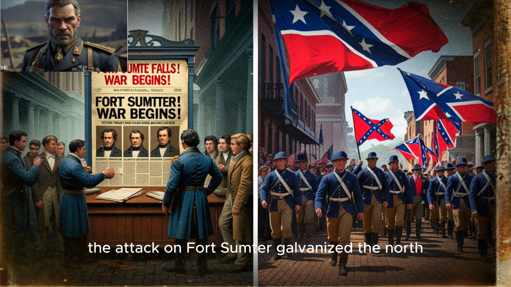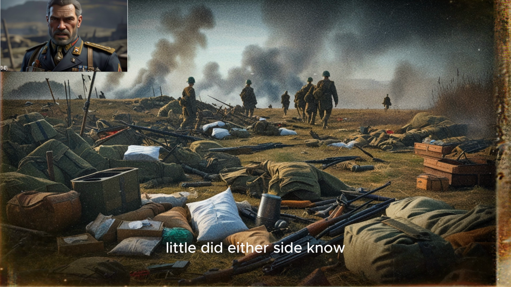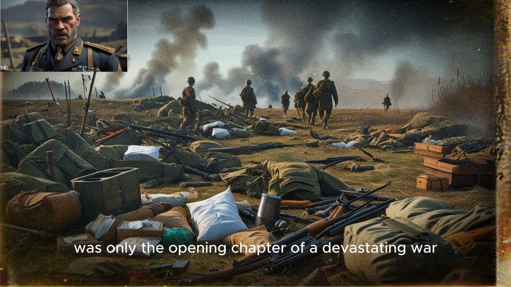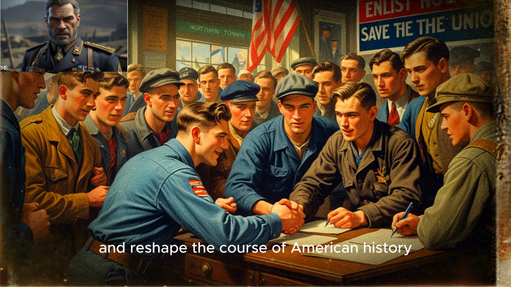The attack on Fort Sumter galvanized the North, uniting public opinion in favor of preserving the Union, while the South celebrated what they saw as a bold step toward independence. Little did either side know, this initial clash was only the opening chapter of a devastating war that would last for 4 grueling years and reshape the course of American history.